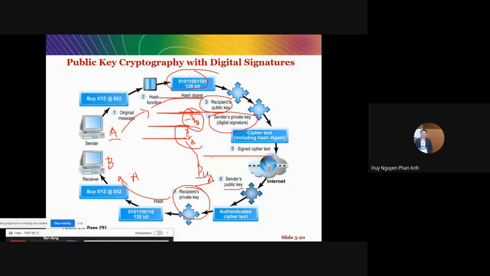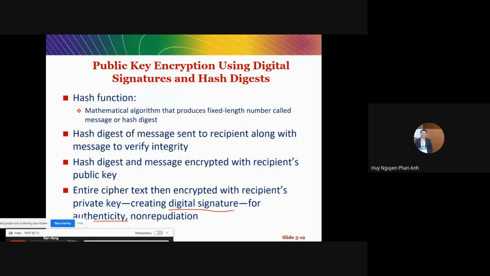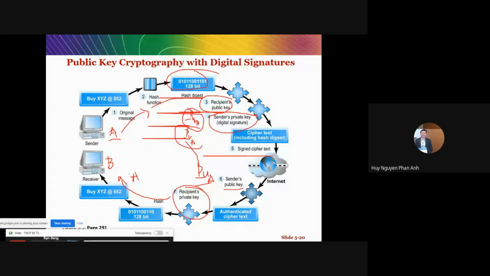So you can see that there are two stories over here. If you want to encrypt, you use the public key of the recipient. If you want to sign, you use the private key of the sender. That's it, very simple.